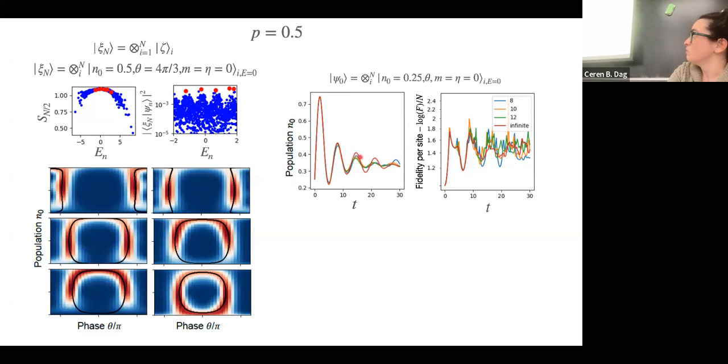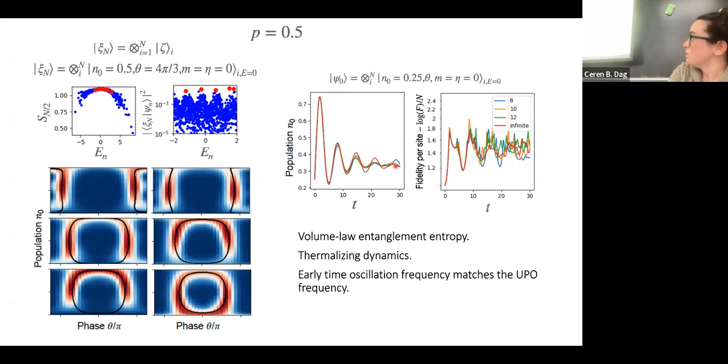And with the infinite version, we can see that these oscillations don't go away, so they're not a finite-size effect. Maybe just to wrap up, we see this volume law entanglement entropy, which is pretty different from the QMBS that we know of so far, and thermalizing dynamics. Interestingly, the early-time oscillation frequency of these dynamics matches the UPO frequency. So the quantum many-body dynamics seem to still be affected in their early time by this phase space result.